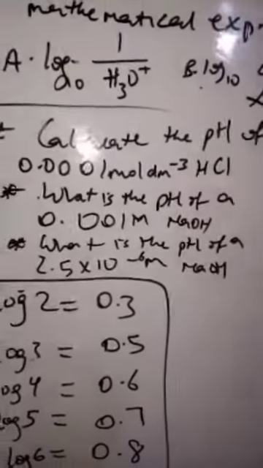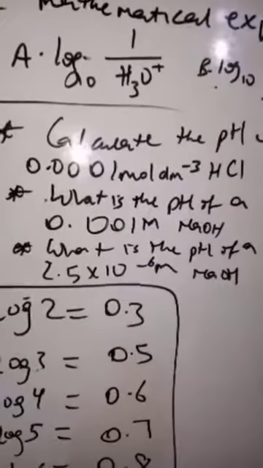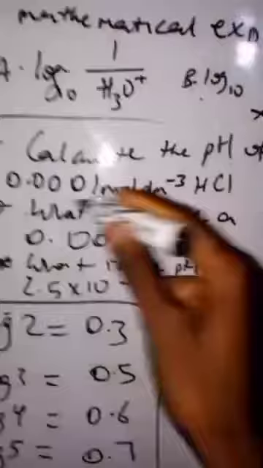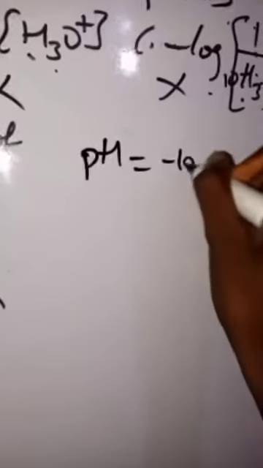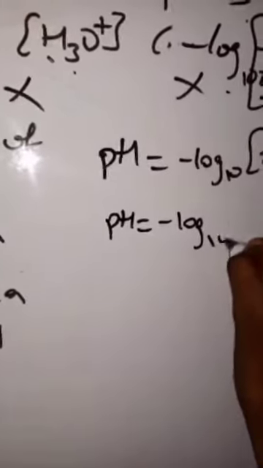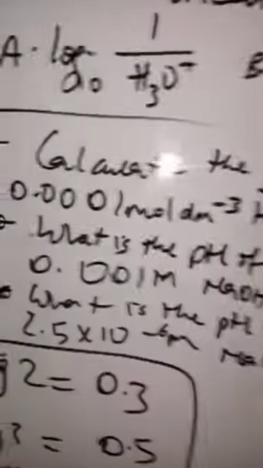Next one. Calculate the pH of 0.001 mole per decimeter cubed HCl. Yeah, this is the concentration. What's the formula normally? We are dealing with HCl, so pH is equal to minus log base 10 of what? Hydrogen ion concentration. So you are looking for the pH. So pH is equal to minus log base 10 of, what's your hydrogen ion concentration?